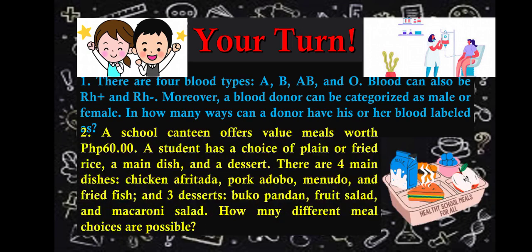Second, a school canteen offers value meals worth 60 pesos. A student has a choice of plain or fried rice, a main dish, and a dessert. There are four main dishes: chicken afritada, pork adobo, menudo, and fried fish. And three desserts: buko pandan, fruit salad, and macaroni salad. How many different meal choices are possible?